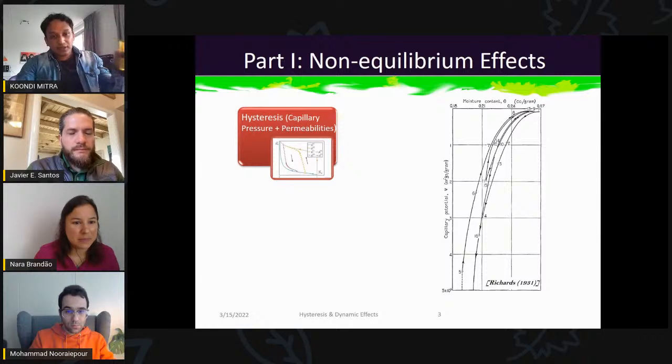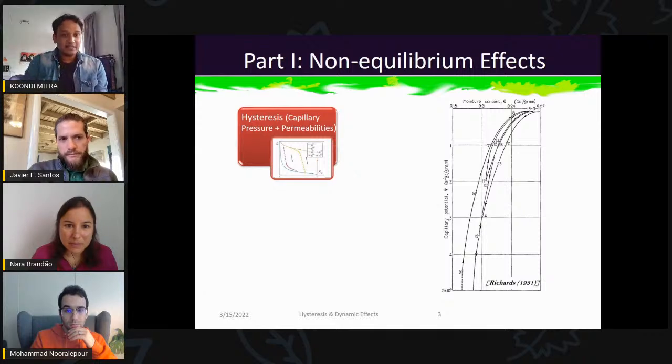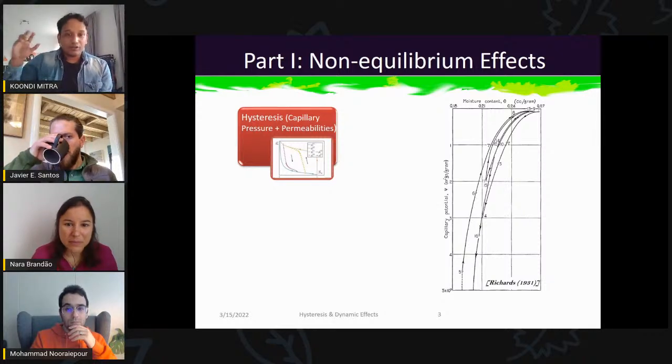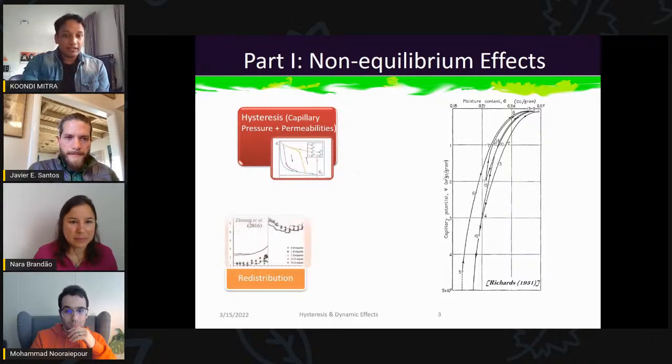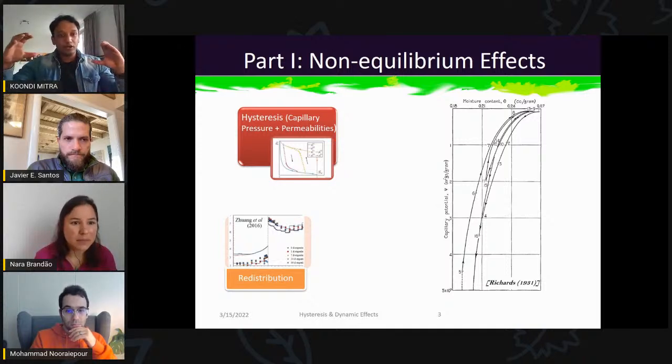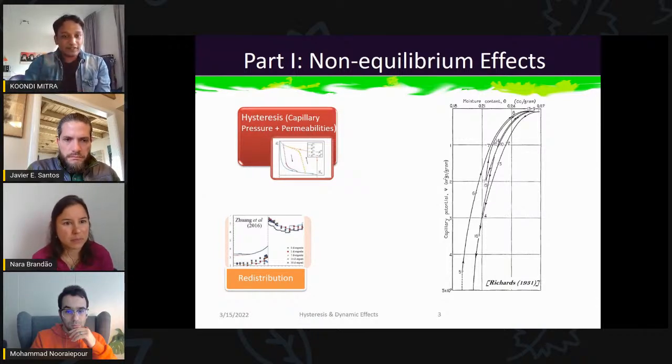And this was known for about 100 years. So for example, in this paper in 1931 by Richards, where he discusses his namesake equation, he already shows the evidence of hysteresis. And this has also importance in naturally commonly occurring phenomena like horizontal redistribution. So if you put a wet block in touch with a dry block, then you would expect that the water will flow from one block to the other block. And hence this effect of hysteresis will be very important in these cases.